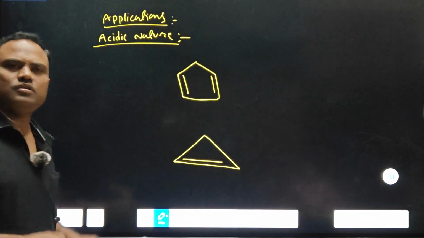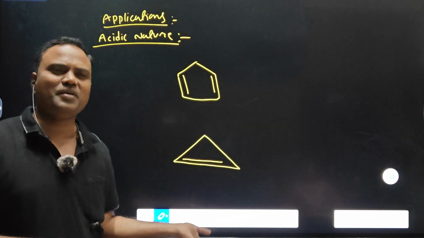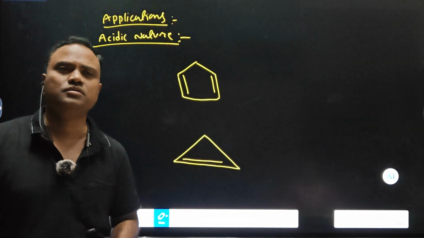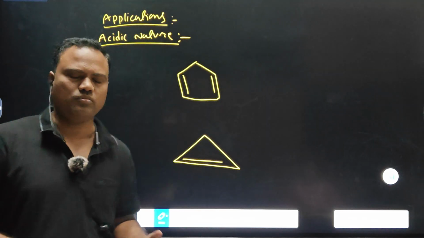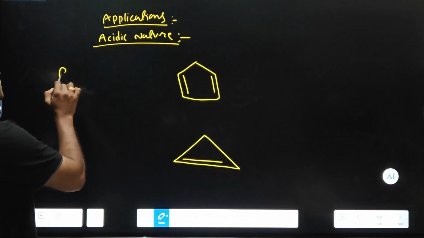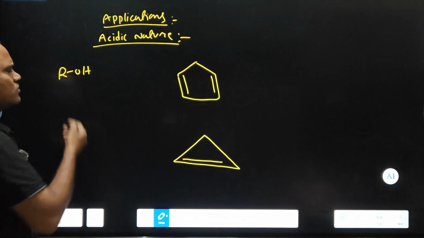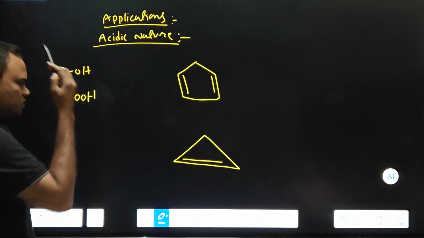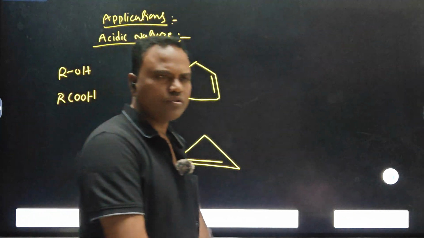Which is more acidic? Then how to find acidic nature? There is no minus I group, there is no minus M group. There is no OH. Generally alcohols are acidic because hydrogen is present on the oxygen. Carboxylic acids are acidic. Why? Because hydrogen is present on the oxygen. Clear?